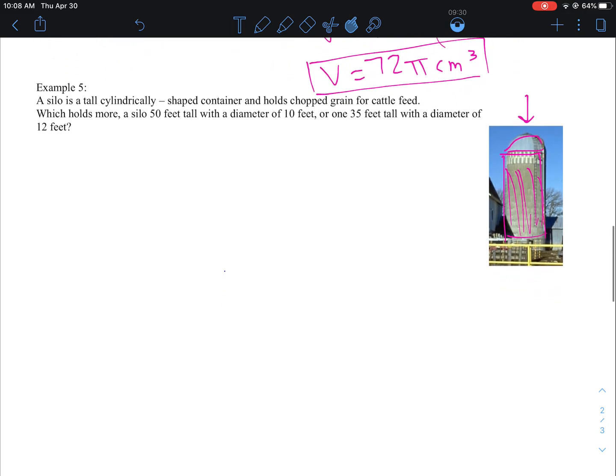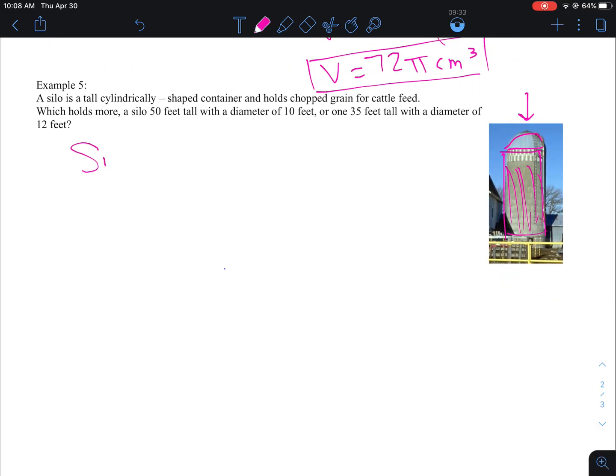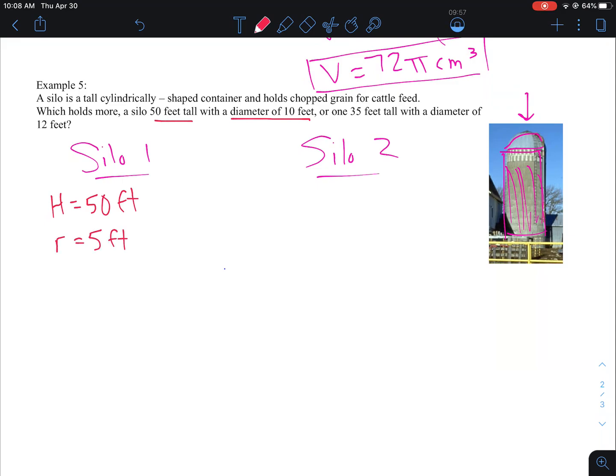So it says what a silo is, cool. And then it says which holds more. So let's call this silo 1 and silo 2. All right, silo 1, it says has a height of 50 feet. Tall is like saying the height is 50. And a silo is shaped like a cylinder. So if it says it has a diameter of 10 feet, remember that means you have a radius of 5 feet. That's really what we want. And number 2, it's 35 feet tall with a diameter of 12, so that means it has a radius of 6. So we're basically going to find the volume of these two and see which one holds more.